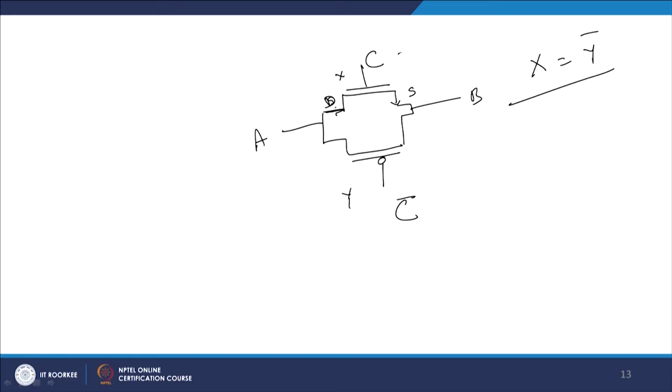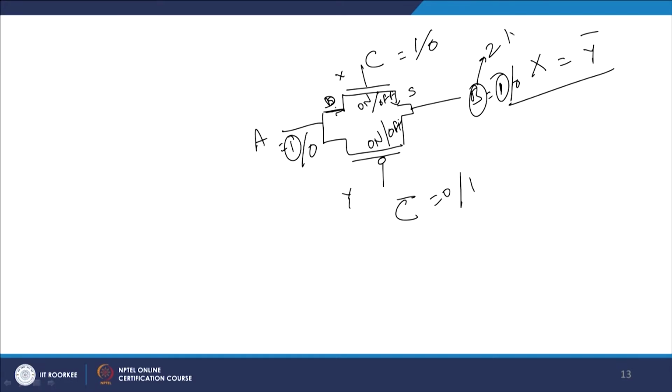Whenever C is equal to 1, A equal to 1, C bar will be equal to 0, this NMOS will become on and this PMOS will become on, and as a result 1 will be transmitted to B, and B will be read as 1, or if it is 0 it will be read as 0. If C is 0 and C bar equals 1, this will be off and this will be off, and therefore B will be in a high impedance state.